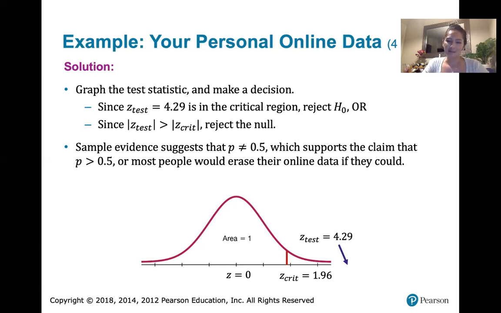The p-value method is a very similar method. It just, instead of looking at values of the test statistic and values of a critical z-value and then comparing them, or looking at a critical region and comparing whether that test statistic z is in the critical region or not, rather than doing that, we're going to compare probabilities, so actual areas under the curve.